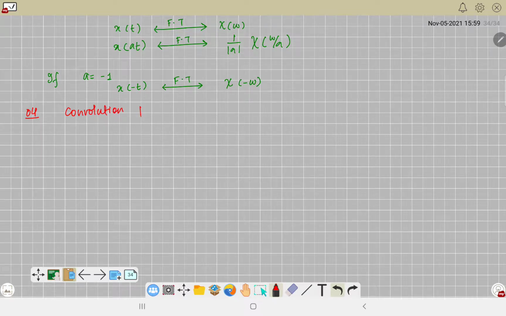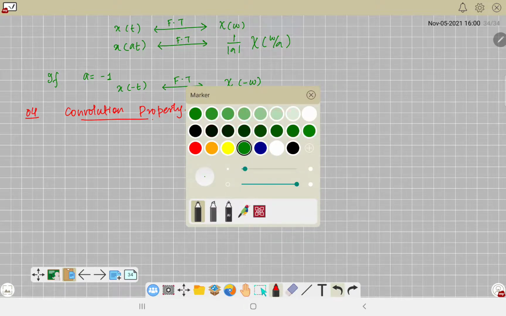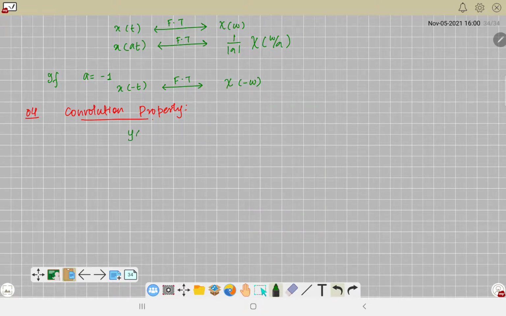Convolution is a very strong operation. In fact, we used convolution to define our LTI systems, and this was based on impulse response. So we define convolution like this, that y of t is x of t convolved with h of t, and it is basically this integral from minus infinity to plus infinity of x of tau h of t minus tau d tau, where tau is the dummy variable, right?